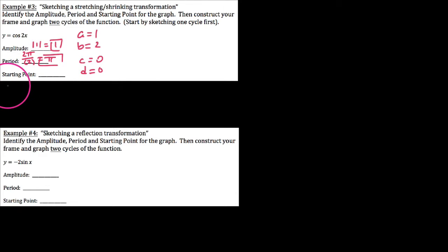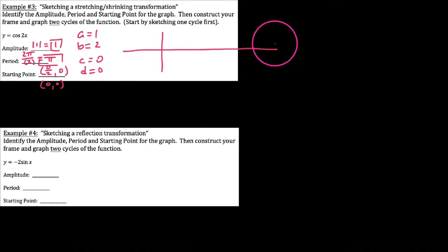And then lastly, our starting point here, c over b comma d, we say c is 0, over b is 2, comma d, which is 0. So in other words, our starting point is 0, 0. So to construct this graph, we're just going to start by constructing our frame here, which starts at 0, 0.